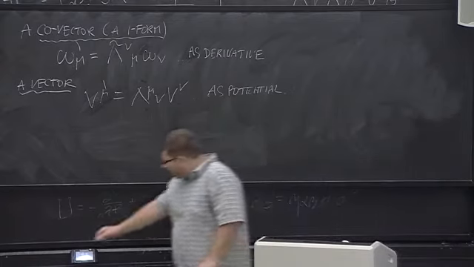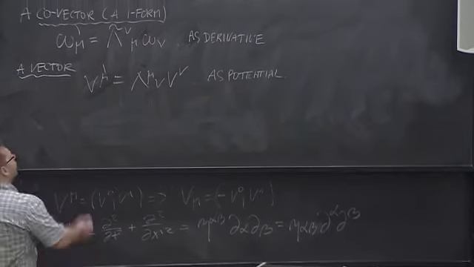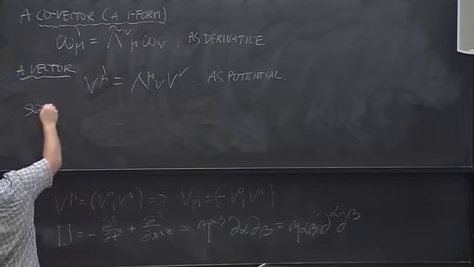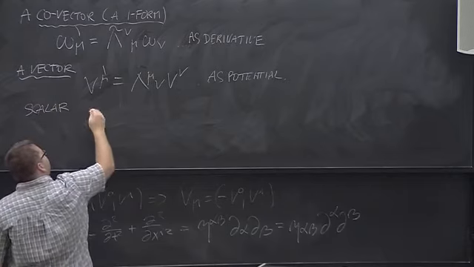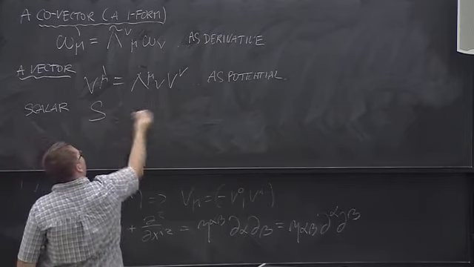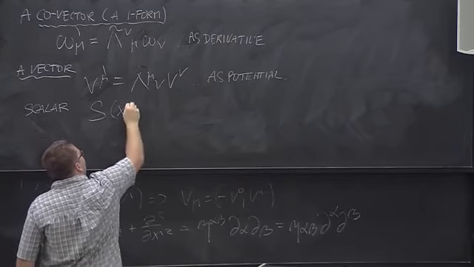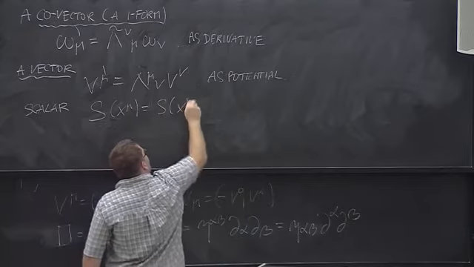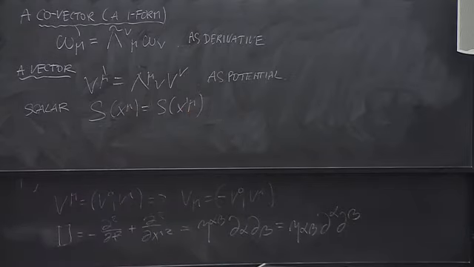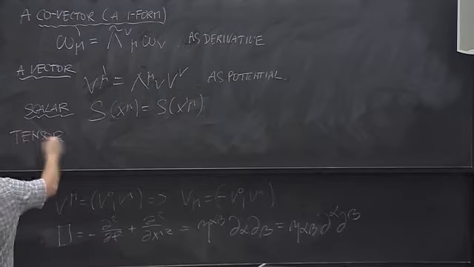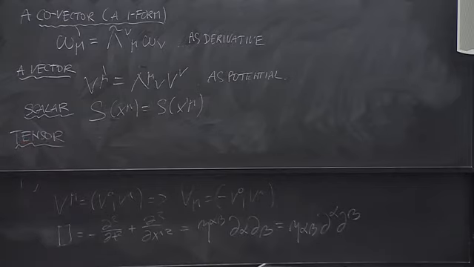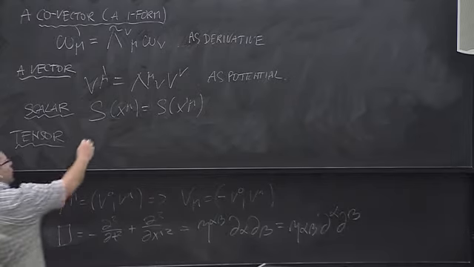So now if you have an object which doesn't transform at all, you call it a scalar. So S. And so if you have S of x mu, the same thing as S of x mu prime, then you call it a scalar. And then you have also tensors. It's simply an object which can have lots of indices, but each of the indices transforms either as a covector or as a vector.